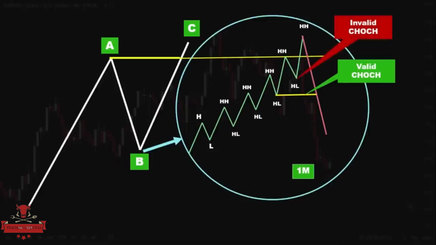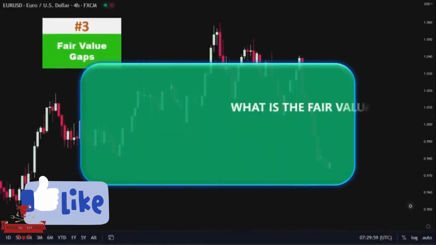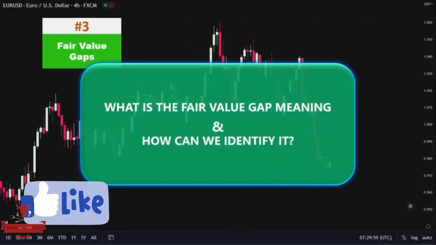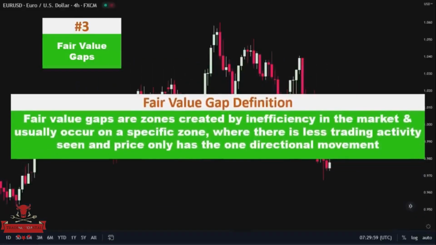So let's get started on the following subject, fair value gaps. What is the fair value gap meaning, and how can we identify it? Fair value gaps are zones created by inefficiency in the market, and usually occur in a specific zone, where there is less trading activity seen, and price only has one directional movement.